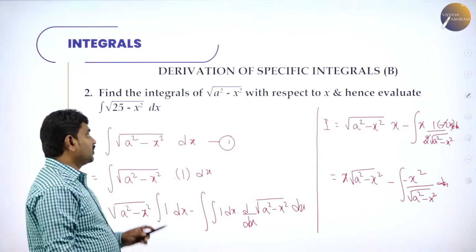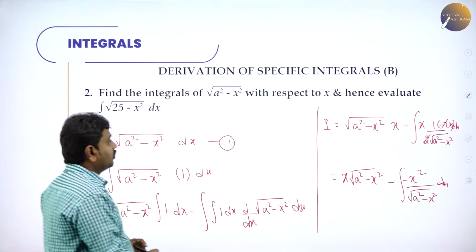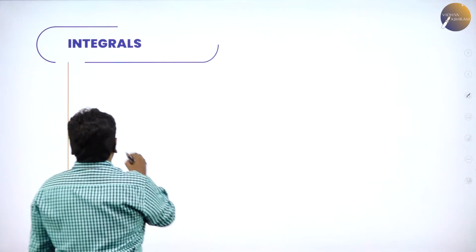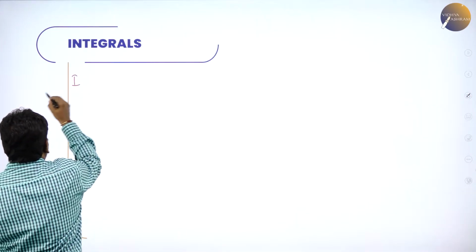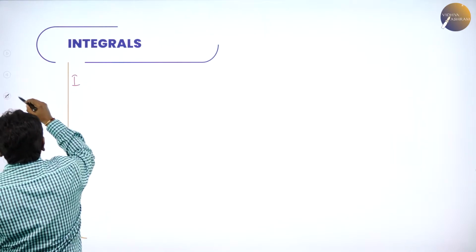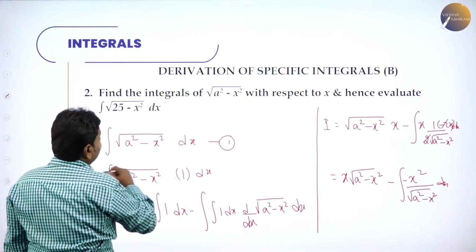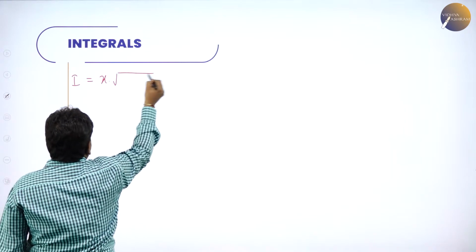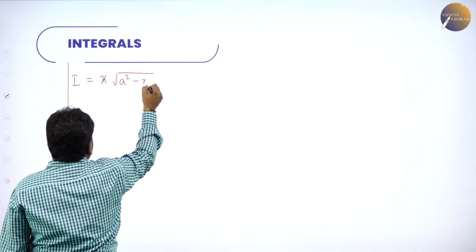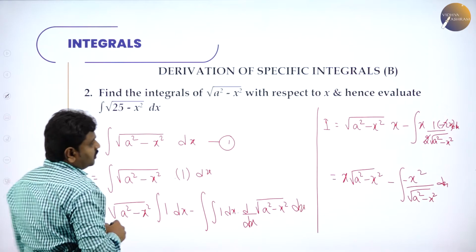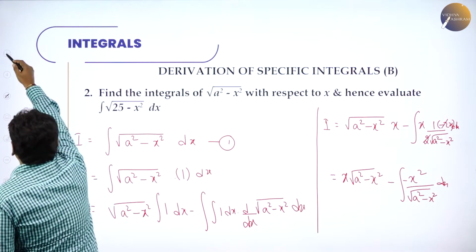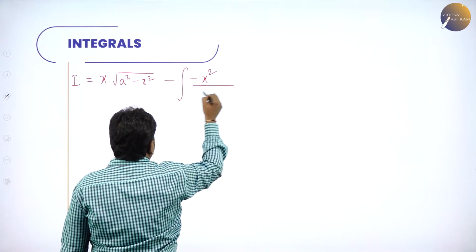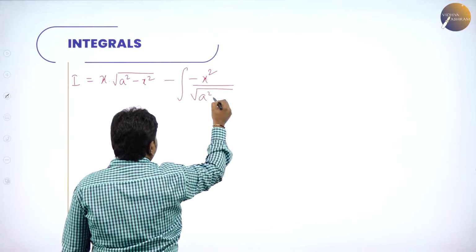From here we have to further simplify. So now let us simplify from here. See, now we got the I value. What is the I value we got? x into root of a square minus x square, then minus of minus x square, divided by root of a square minus x square dx.